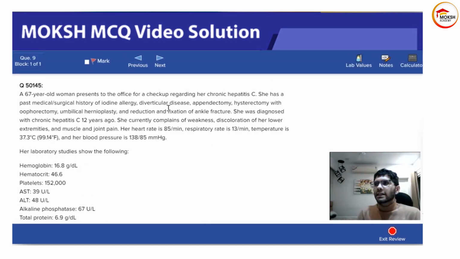Remember, whenever they say that the patient is having something like discoloration of lower extremities and it is related to hepatitis C, HIV, relation to HIV is very rare. So the question before this was a rare question, but a very common question that can be asked is that of hepatitis C when it is related to hepatitis C.